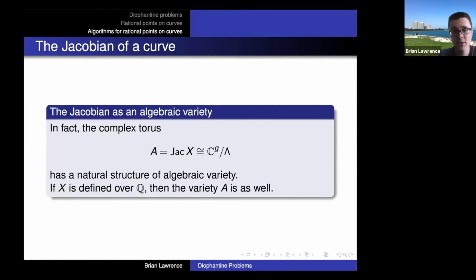So now we might study the problem of finding rational points on the Jacobian. Maybe that'll be easier. And then we can ask which of those rational points come from rational points on the curve.